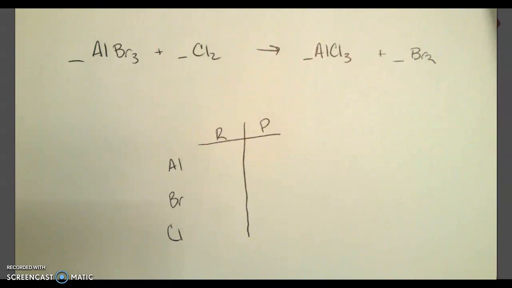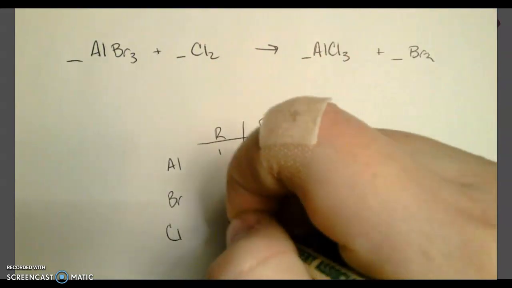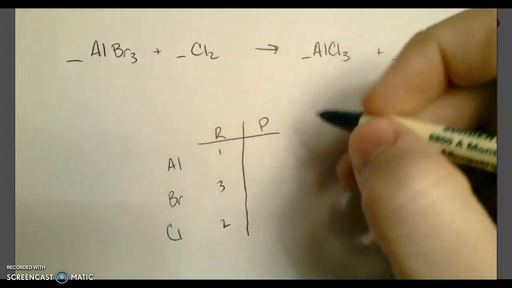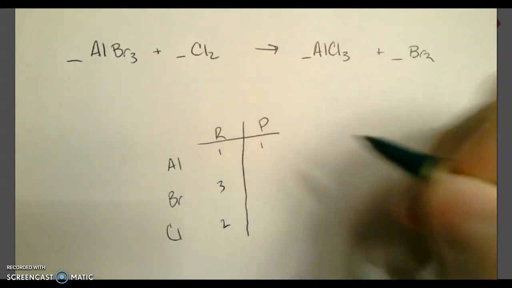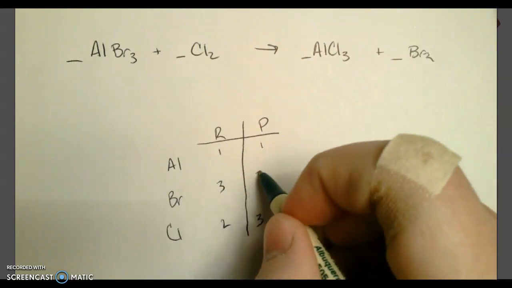Alright, welcome back. We're going to go ahead and balance this last example from that previous slide. We've got aluminum bromide and chlorine gas producing aluminum chloride and bromine gas. And let's go ahead and do our tally. We've got 1 aluminum starting out, and 3 bromine and 2 chlorines. In the product, there's 1 aluminum and 3 chlorines and 2 bromines.